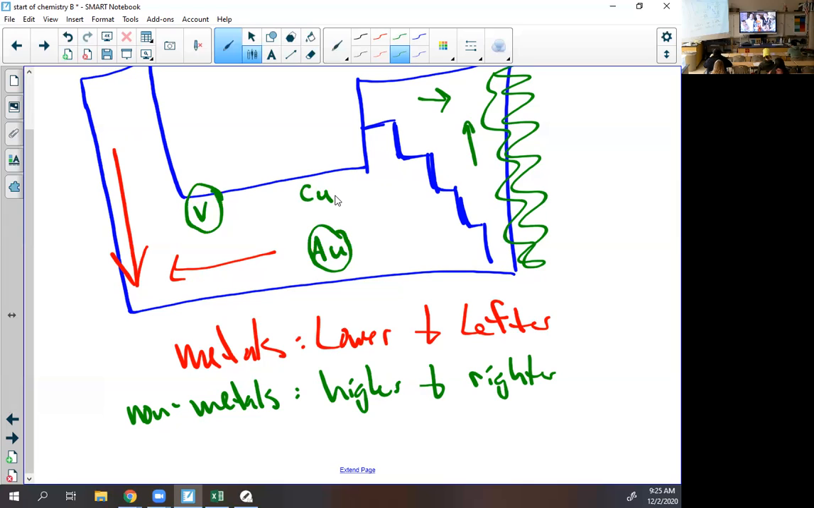Yep, and I would never ask you copper and gold because really they're not reactive at all. It was a really dumb thing to write on the screen. I apologize to everyone that was offended.